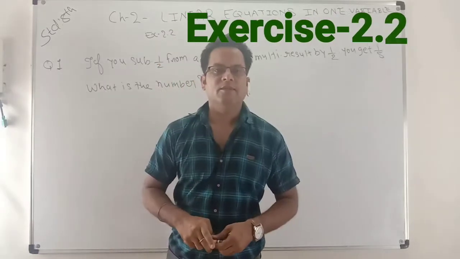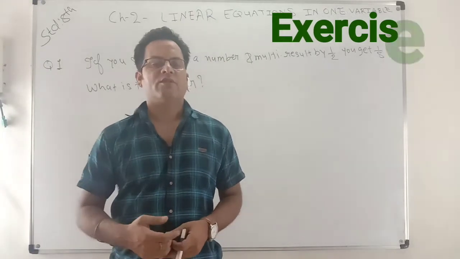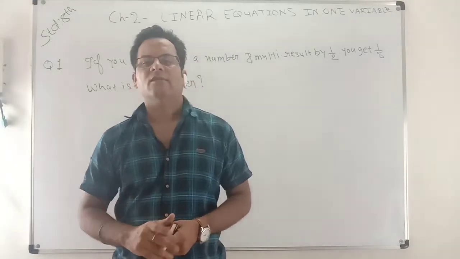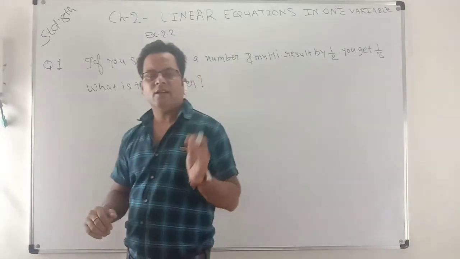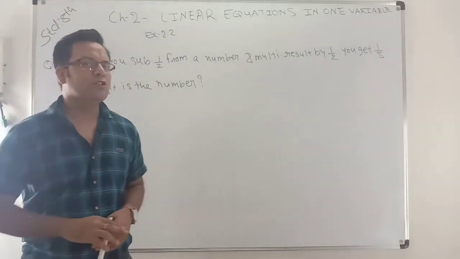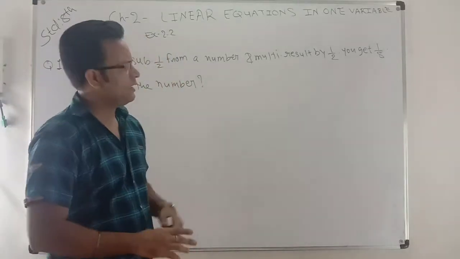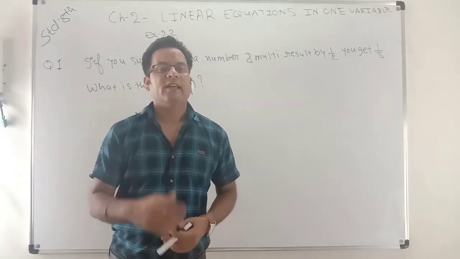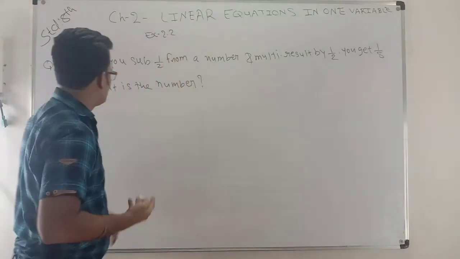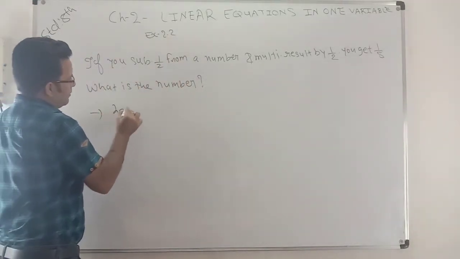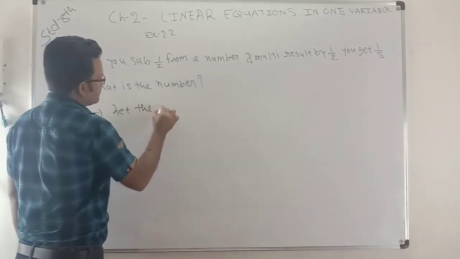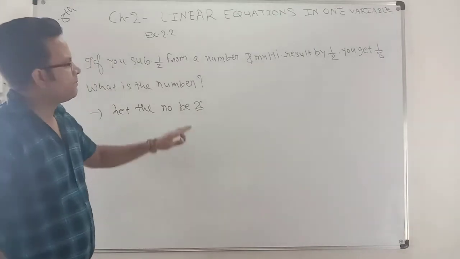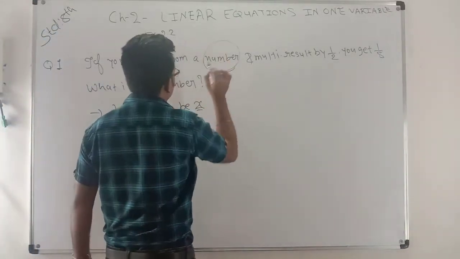We are going to deal with the problem sums. In this you have to understand the question very well, because if you fail to understand the question, you won't be able to get the answer. Look at the question. If you subtract half from a number, now number is unknown, you have to suppose that, and then multiply the result by 1 upon 2 and we get 1 upon 8. So first of all, let the number be x.